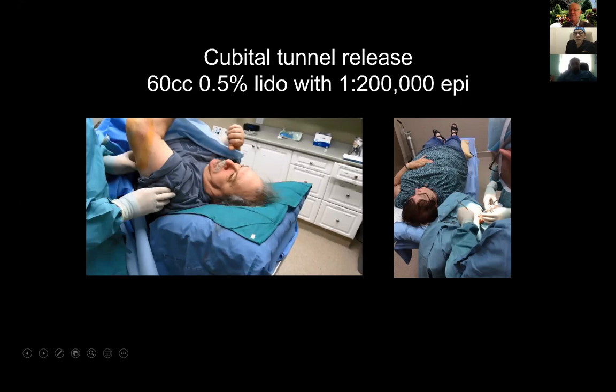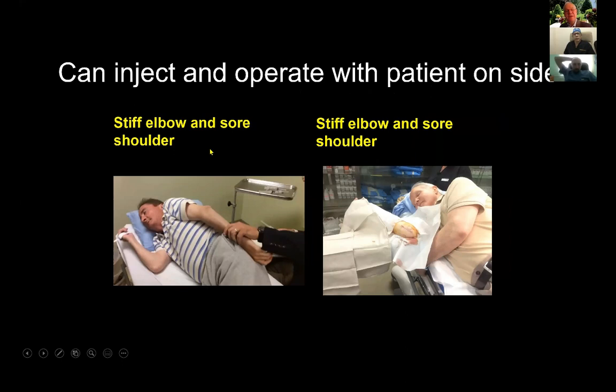And if they have a stiff elbow and a sore shoulder, you can operate on them on their side like that, or on their side like this. And so what I do is I say, just show me what position you're comfortable. And I inject their local anesthesia in whatever position they're comfortable. Then I let them go to the restroom while the epinephrine works for half an hour, because if you let it work for half an hour, it works better.